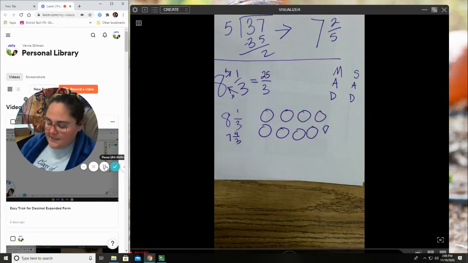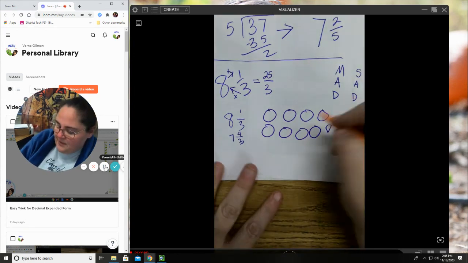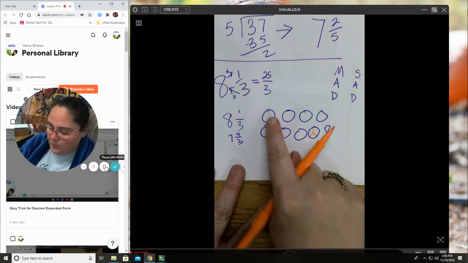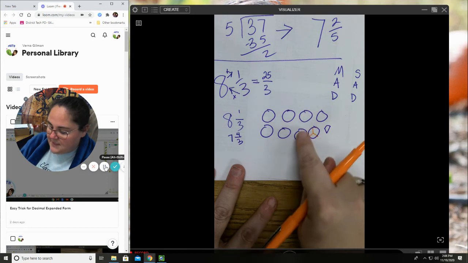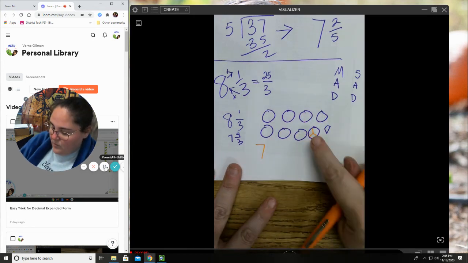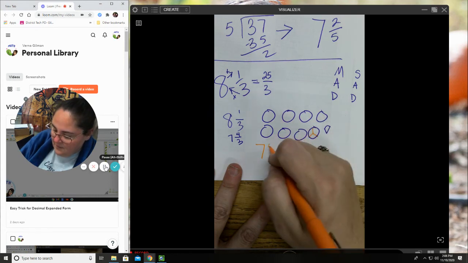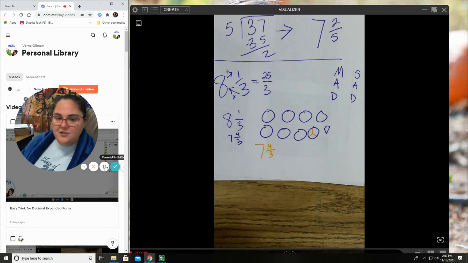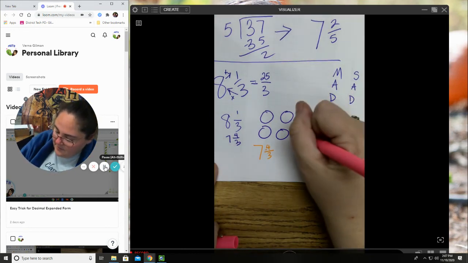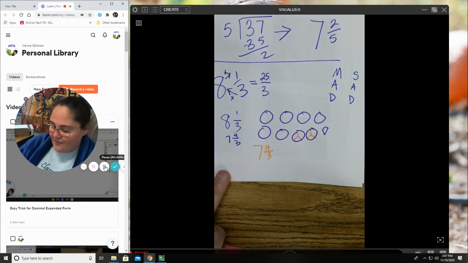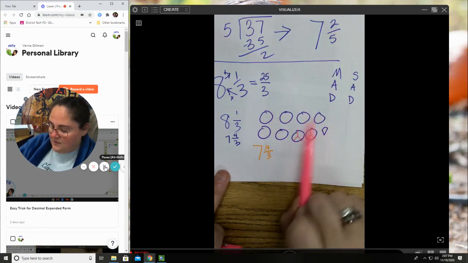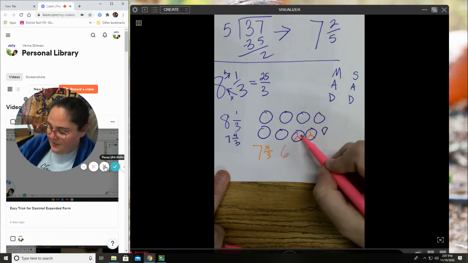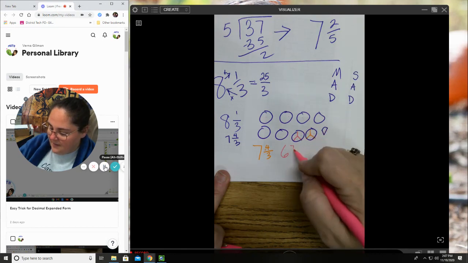Okay? So when I need to rename, what I'm going to do is chop one of these up into thirds. Now, how many wholes do I have? 1, 2, 3, 4, 5, 6, 7 wholes. And 1, 2, 3, 4 thirds. Okay, maybe that's not enough. Chop it again. Now what do I have? 1, 2, 3, 4, 5, 6 wholes. And 1, 2, 3, 4, 5, 6, 7 thirds.